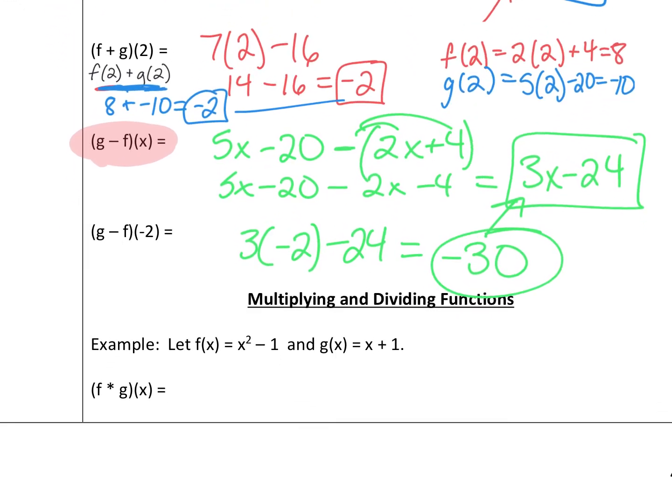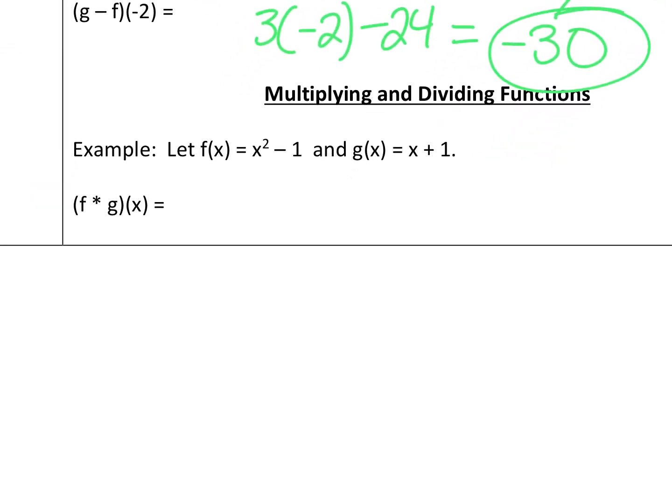Okay. Fun stuff. All right, with your groups again. You are doing f times g of x, and then on that next page, the third one is f divided by g of x. Do those right now.